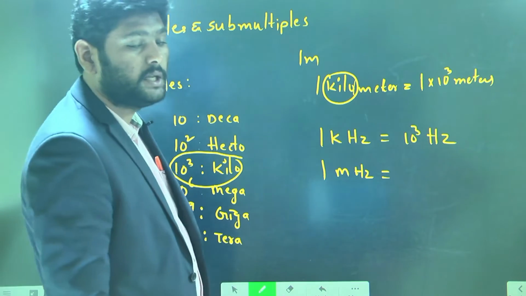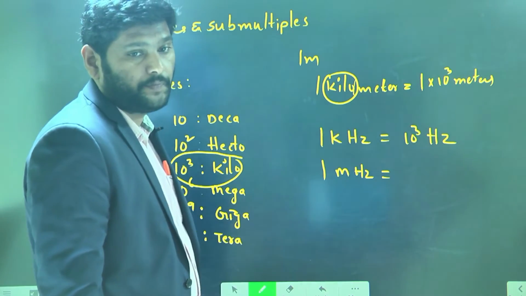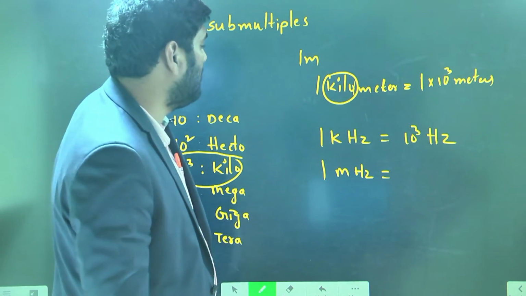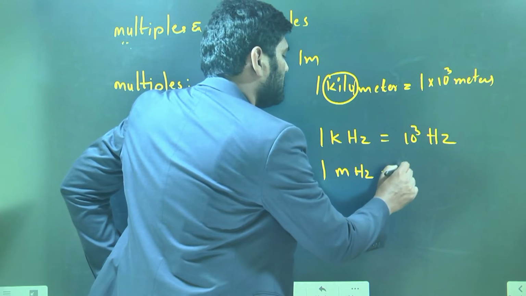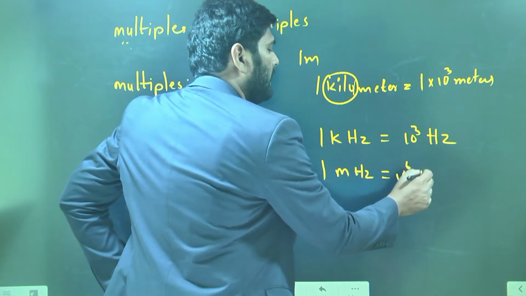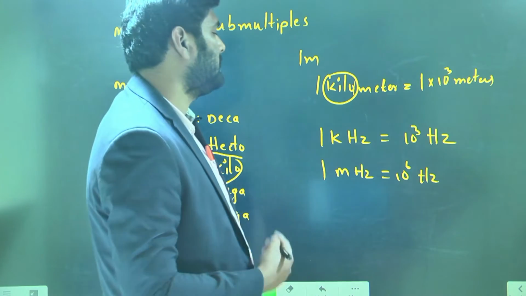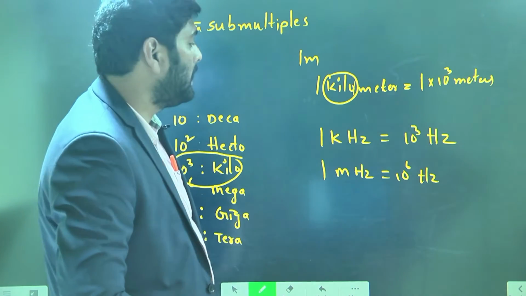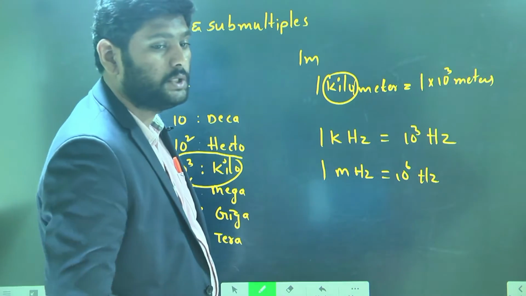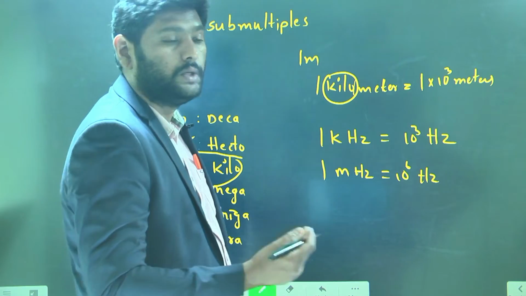What is meant by MHz? Megahertz. So here, what is meant by mega? Mega represents 10 power 6, and hertz you can write. So 1 MHz represents 10 power 6 hertz. That way we will use this megahertz to express the units.